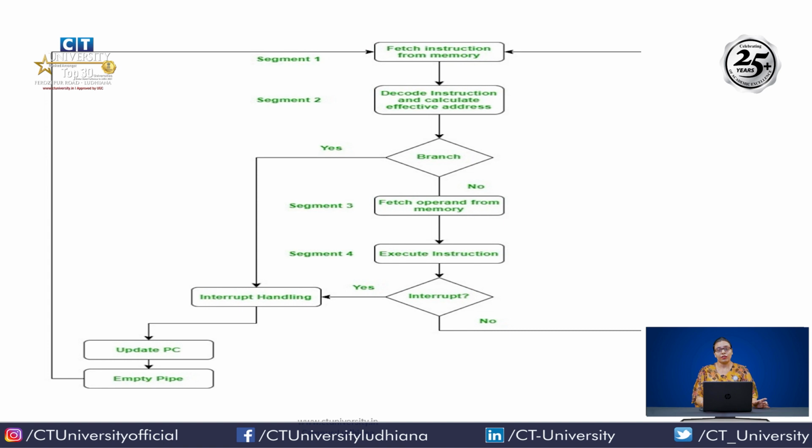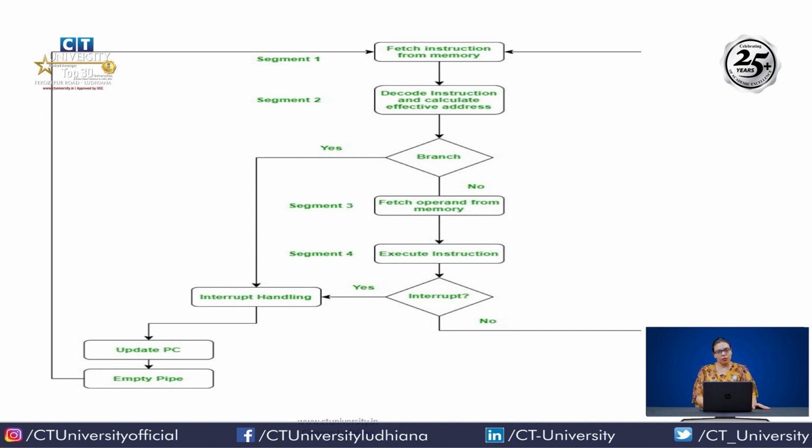Firstly, we fetch the instruction from the memory, the first step. Then the second step is to decode the instruction. Then check whether there is a branching or not. If there is a branching, the next step is to handle the interrupt. If the interrupt occurs, then check whether there is a need to update the PC. PC is the program counter, which holds the address of the next instruction to be executed. If there is a need to update the PC, update it and empty the pipe.